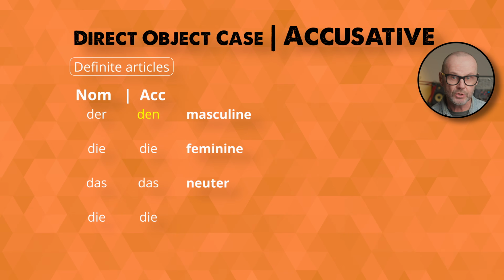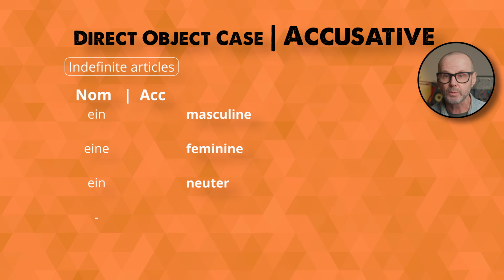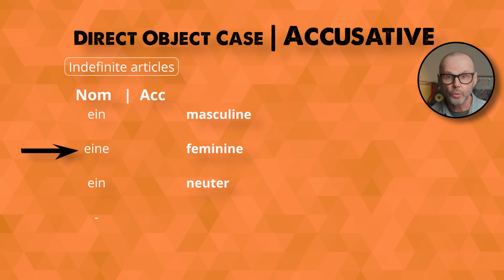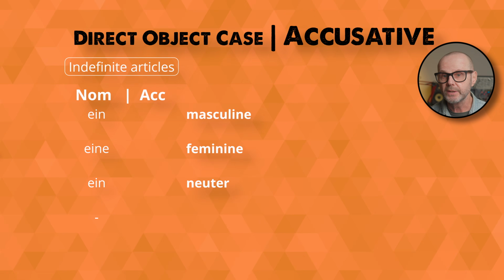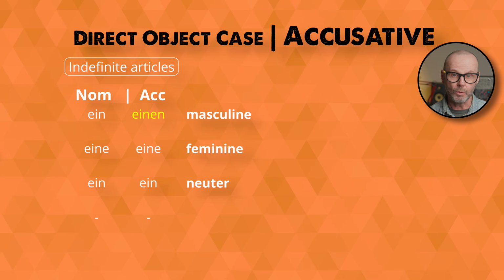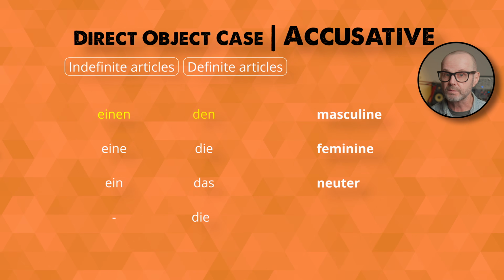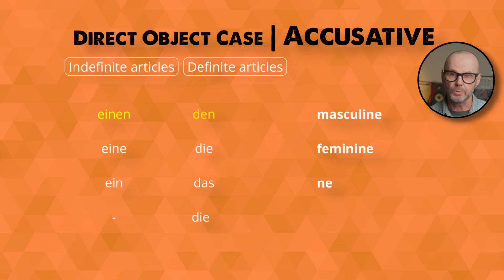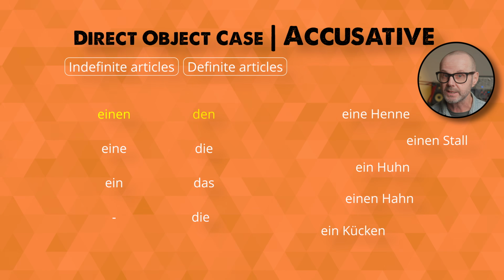In the subject case, you remember that the indefinite articles were pretty unreliable. They only told us whether a noun was feminine or not. But now, in the accusative, and actually from now on, the indefinite articles follow the pattern of the definite articles. They are just as reliable. Check out these nouns with their indefinite articles.